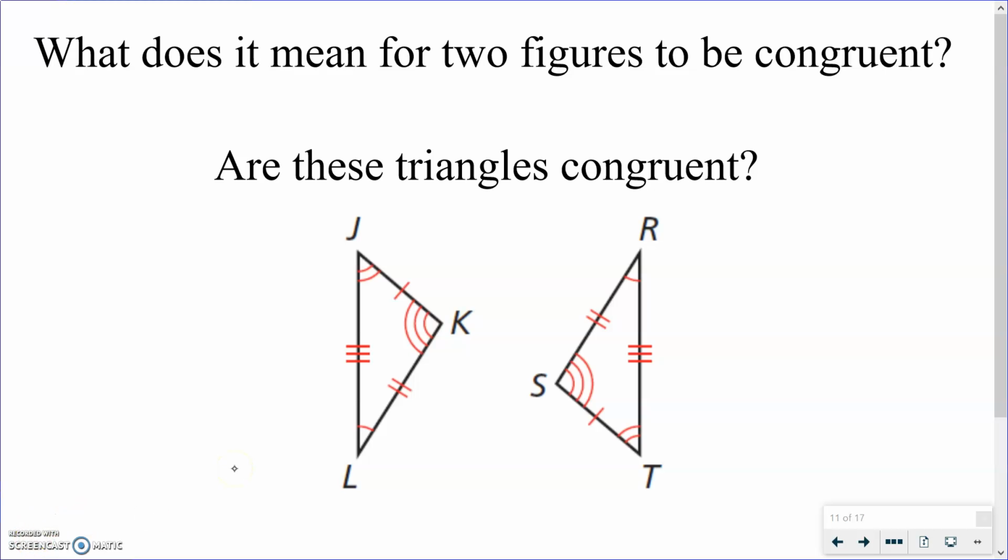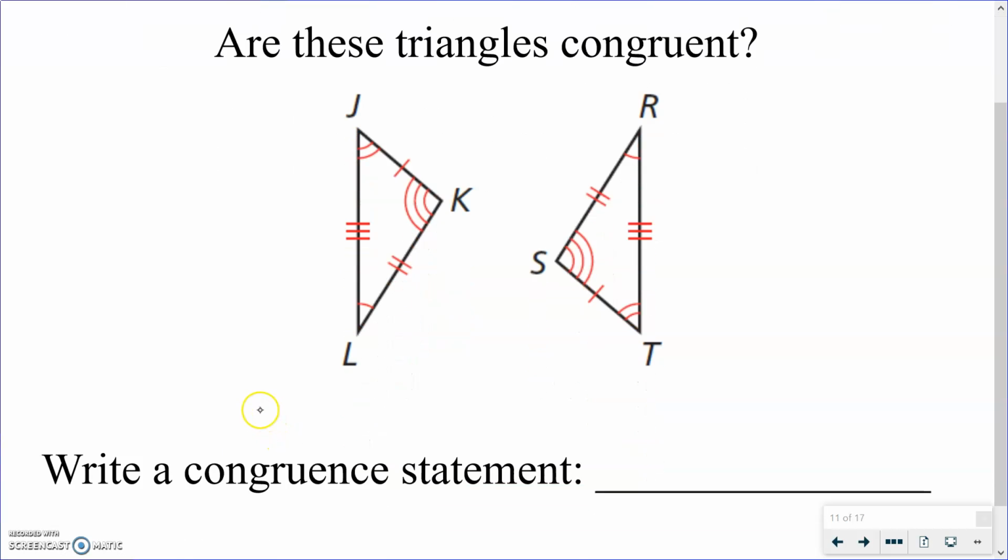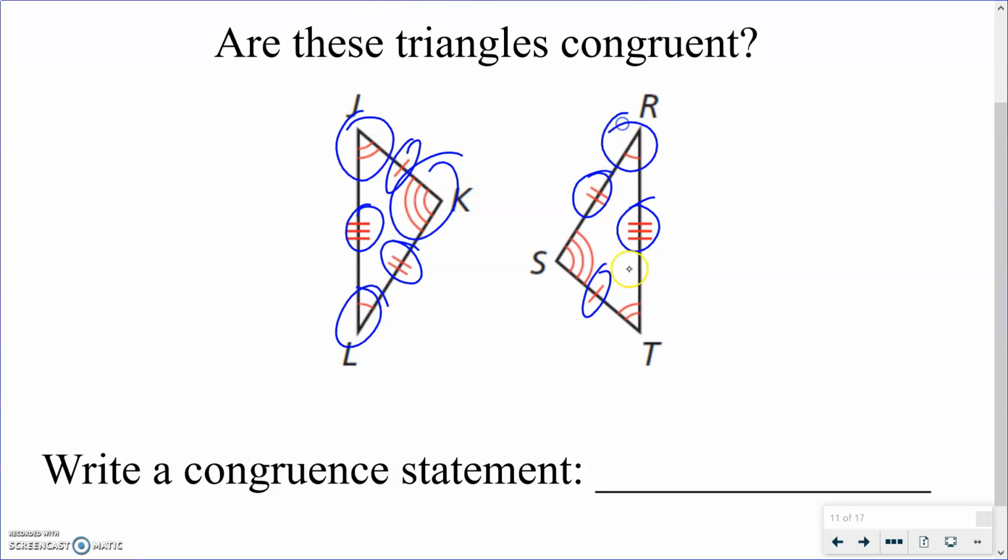Okay, so for two figures to be congruent, all of the angles and all of the side lengths have to be congruent. So these two triangles are congruent because they have 3 sides that are marked as the same, and they have 3 angles that are marked as the same. And so we can write a congruent statement.